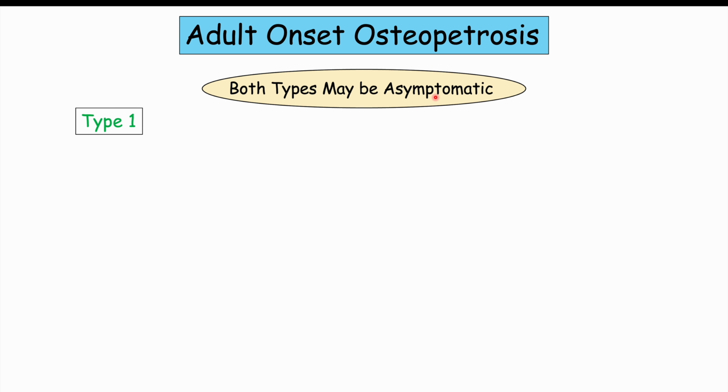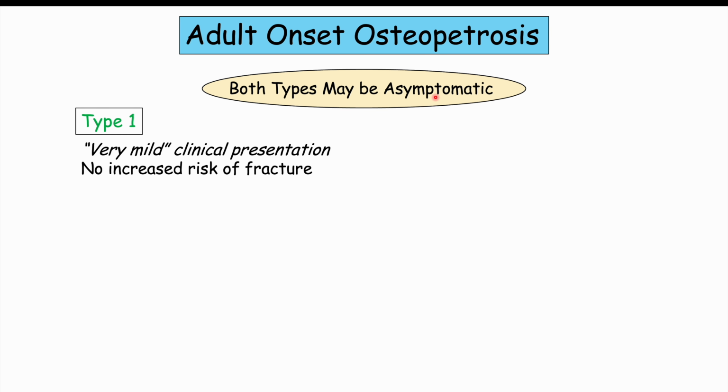We'll first talk about type 1. Type 1 is a very mild clinical presentation. It's actually caused by a mutation in the gene LRP5. And some clinicians may not even consider this type 1 as osteopetrosis because this type does not actually have issues with osteoclast functioning. So although it's categorized as type 1 adult onset osteopetrosis, some clinicians do not consider it osteopetrosis because there's no osteoclast dysfunction in this type. Again, it's due to a mutation in LRP5.